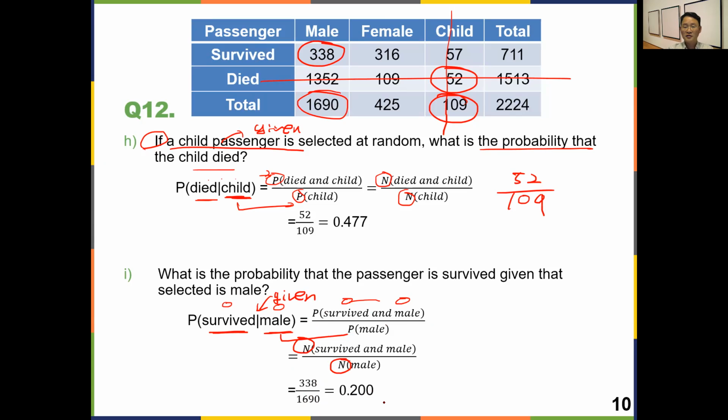So if you're a man in that boat, on that Titanic, then you only have a 20% chance that you will survive, right? If you're a man, right? Okay, so that's the wrap for this chapter.